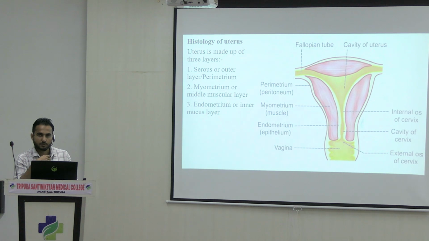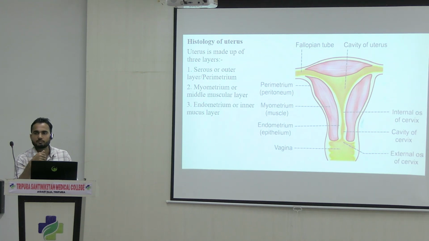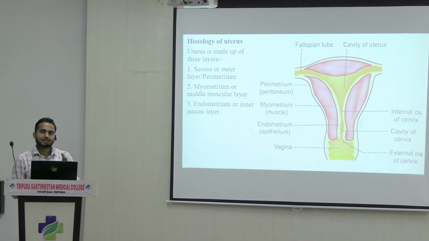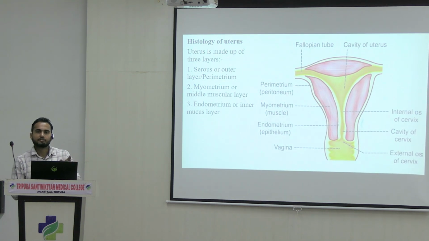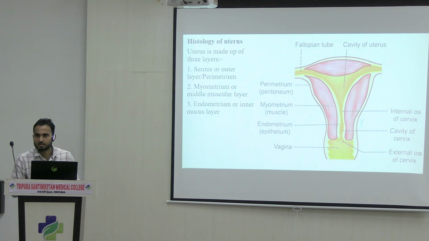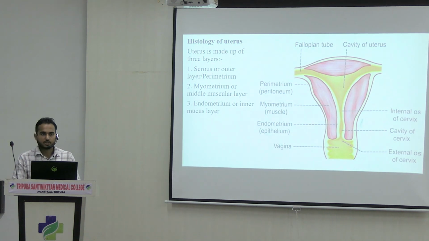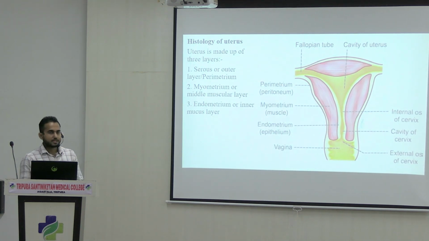Along with that, there are some changes taking place in the endometrium, especially during the different phases of the menstrual cycle. Those changes also you have to know in the histology of the uterus. Why? Because in the slide prepared during the different phases of the menstrual cycle, the thickness along with other changes can also be noticed in the slide of the uterus. So these three layers are there.